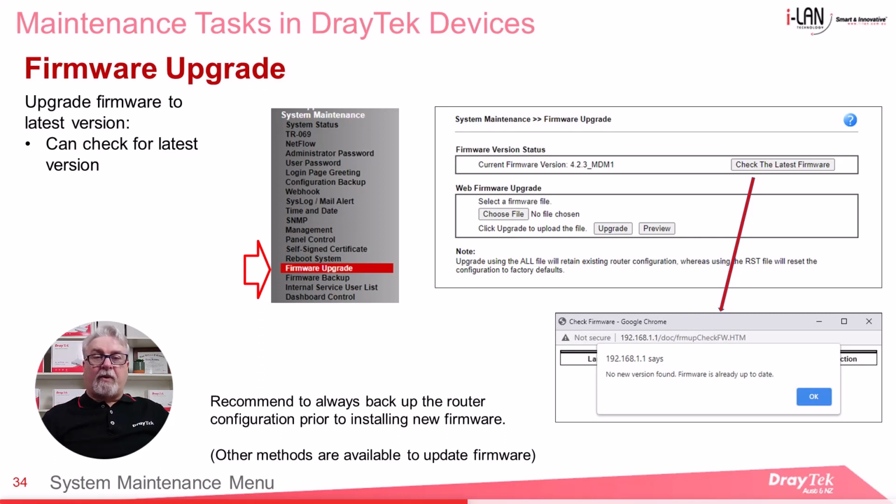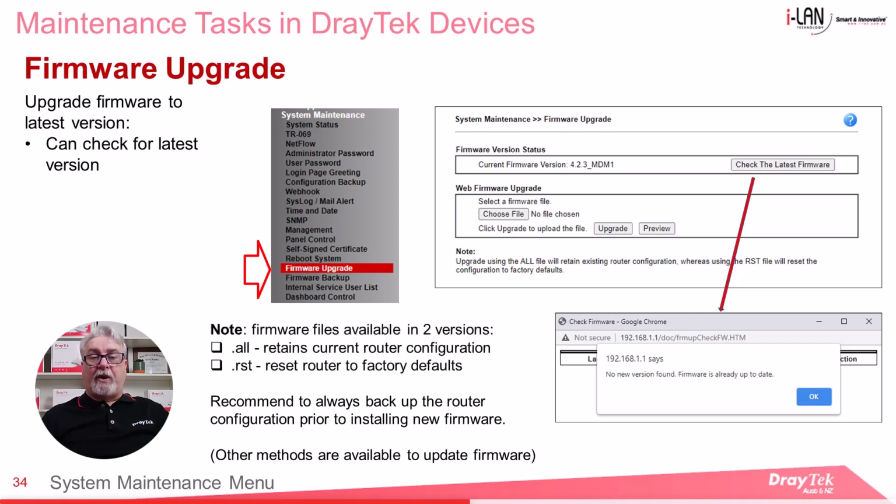Another point to note is that when you download the firmware, the zip file will contain two files, a .all and a .rst file. The .all will retain the current router configuration, while the .rst will reset the router to factory default settings. This is sometimes necessary when the router configuration has become corrupted and the router is not working as expected.